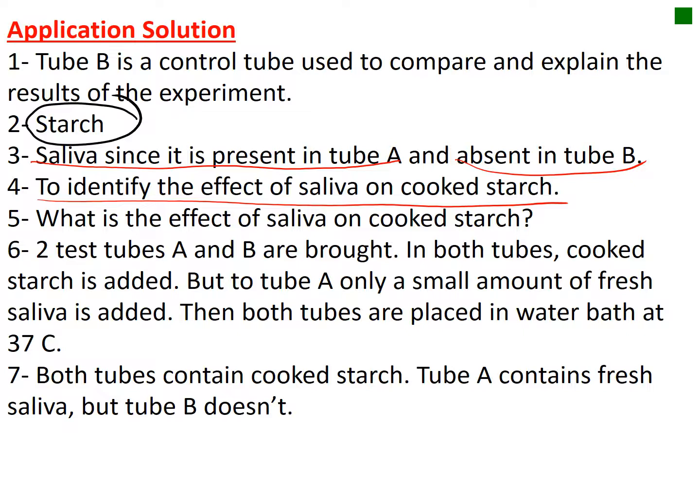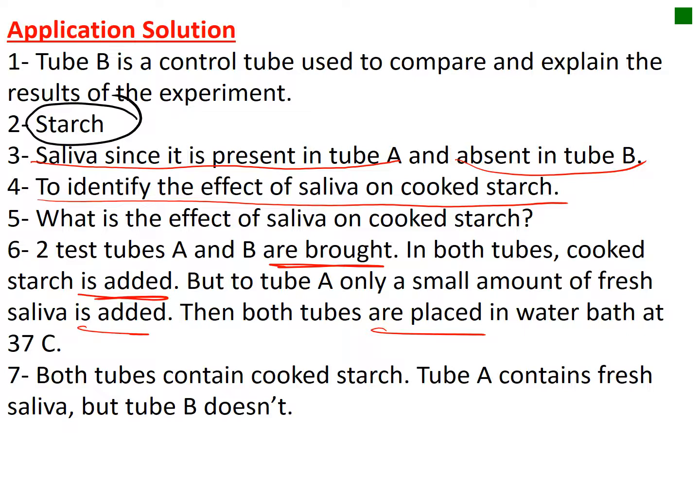Part 6, describe the experiment. Description, you have to use the passive voice. So two tubes A and B are brought. To both tubes cooked starch is added, but to tube A, only a small amount of fresh saliva is added. Tubes are placed in a water bath at 37 degrees Celsius.